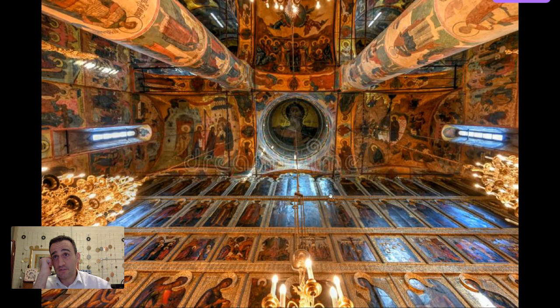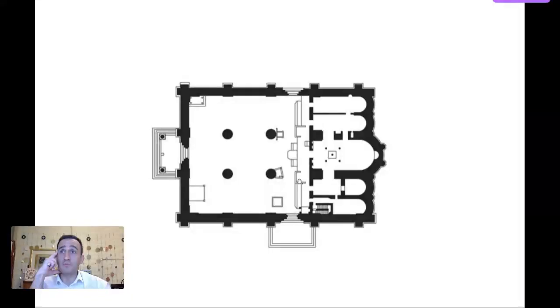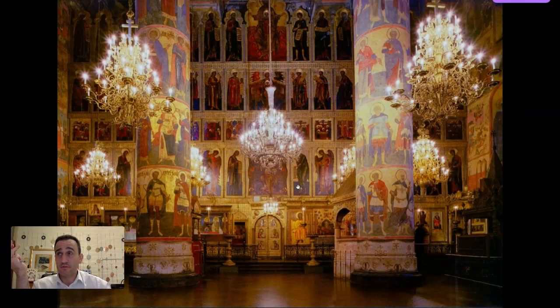And here's a view on the inside, kind of almost an overstimulation use of art. Really, every surface is adorned with art here at Dormition.